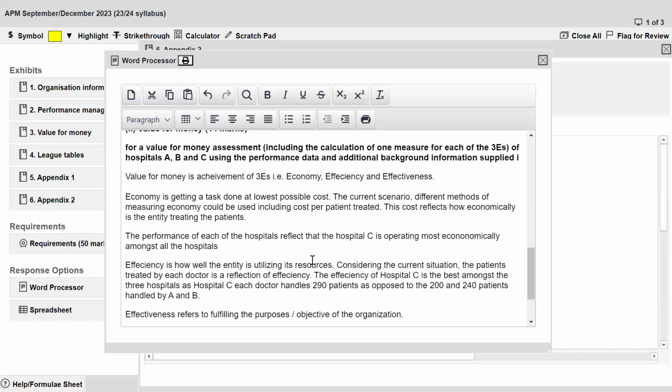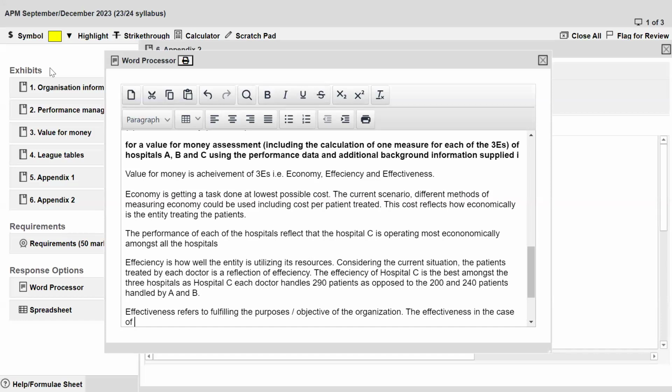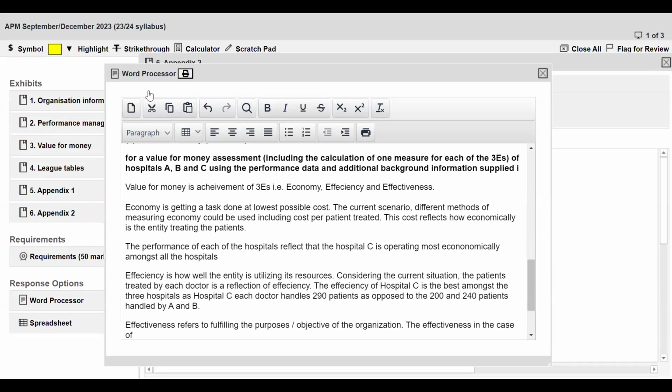Okay. Effectiveness refers to fulfilling the purpose and objective of the organization. The effectiveness, in the case of that, we are just going to comment on that.